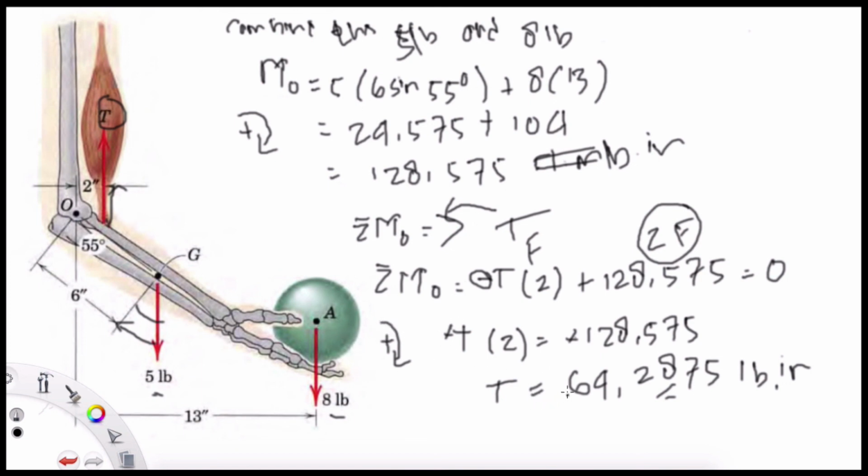So what about the magnitude and the direction of tension? The magnitude of the tension here will be 74, and also the sense will be clockwise.